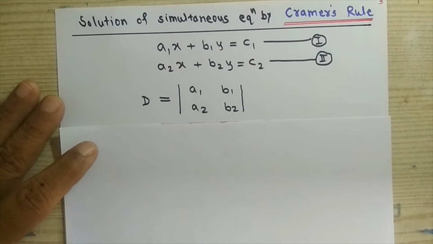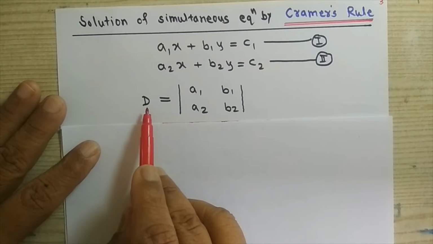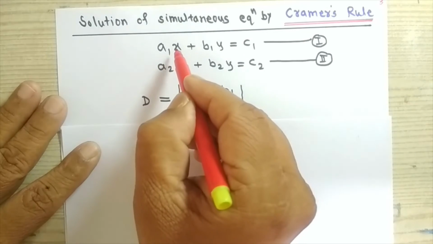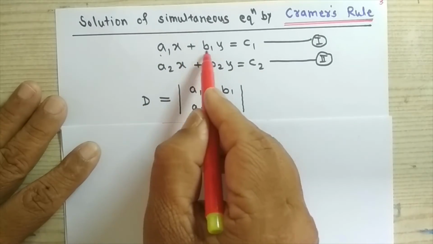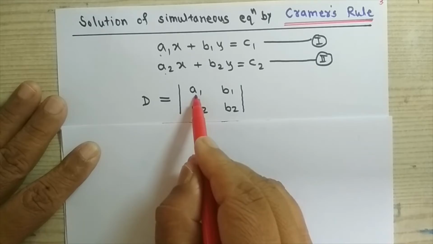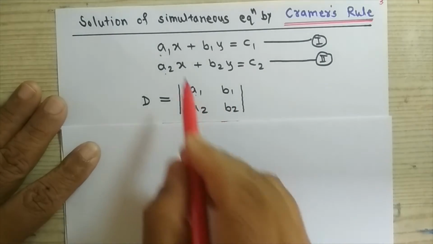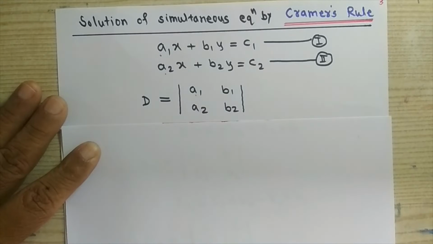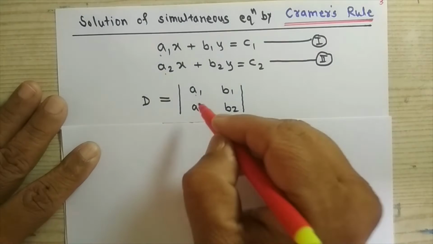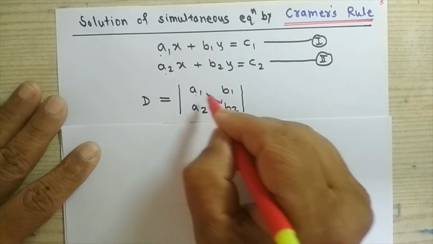We have to find the value of the determinant D. D means we have to take the coefficients of x and y only, a1, b1, a2, b2. a1, b1, a2, b2 are the coefficients of x and y. Remember this one. This is important. We know how we solve these.